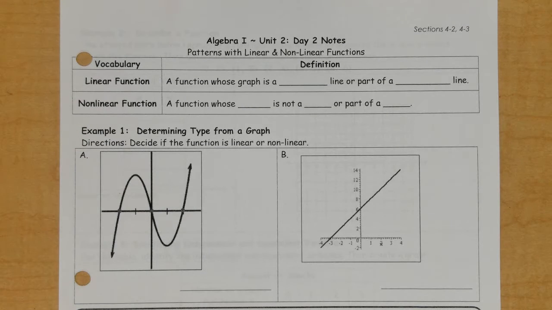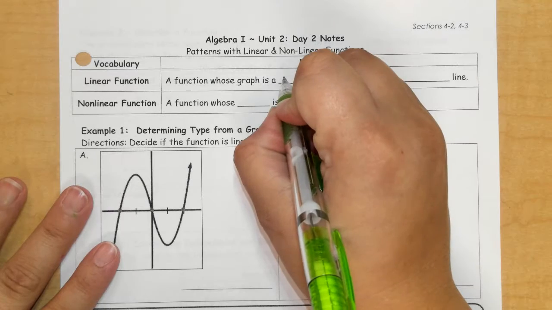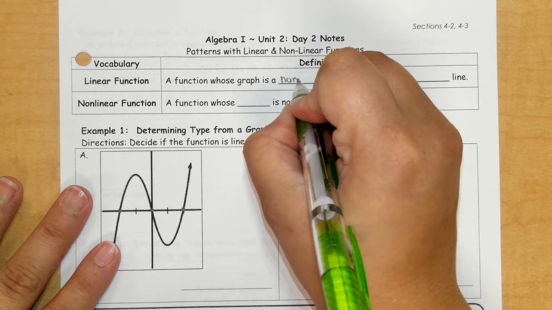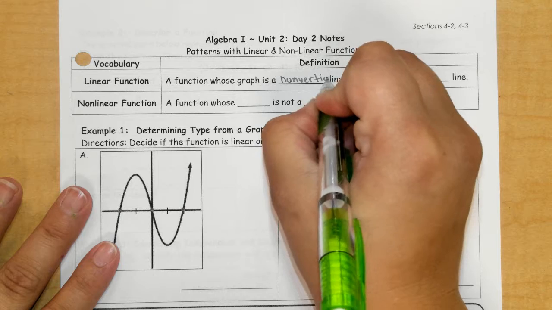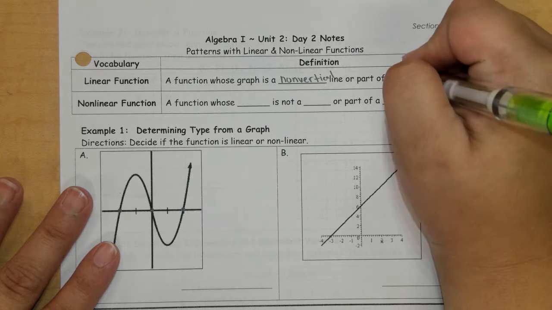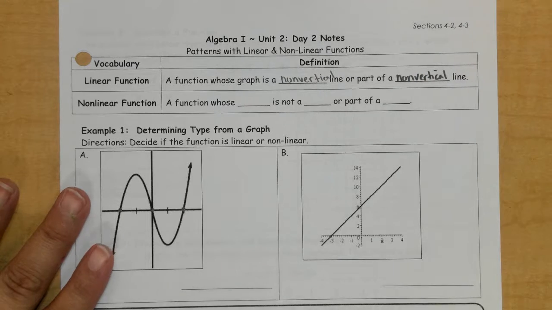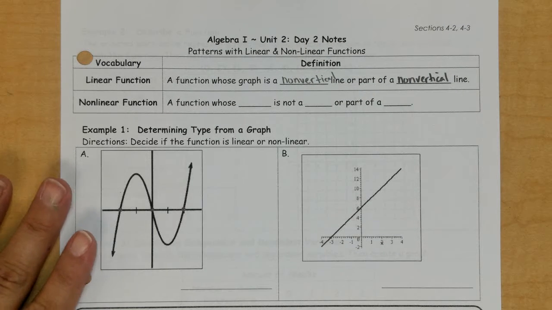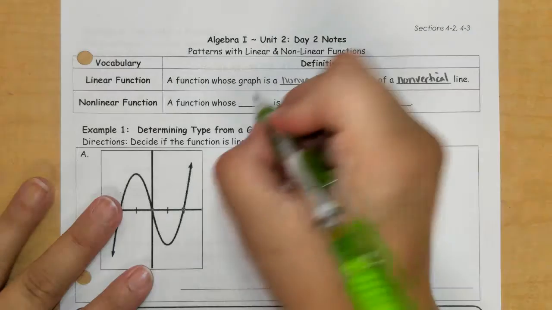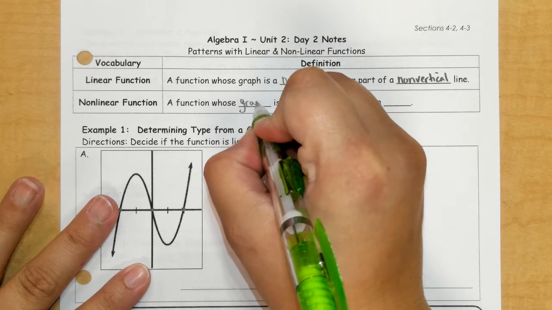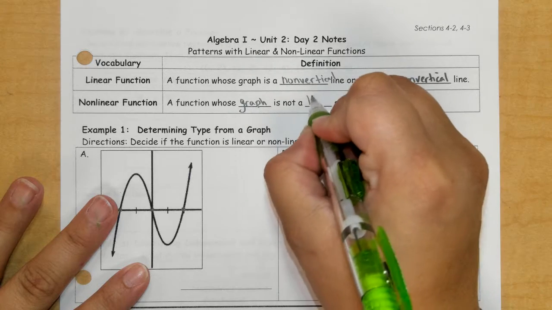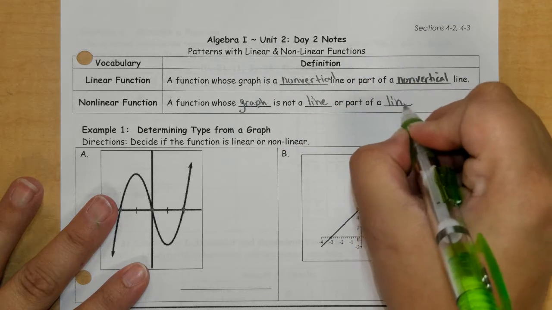For the day 2 notes, this is on linear and nonlinear functions. So let's define what linear and nonlinear are. For a linear function, a function whose graph is a non-vertical line or part of a non-vertical line. For the nonlinear function, a function whose graph is not a line or part of a line.